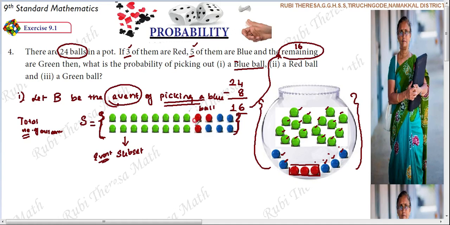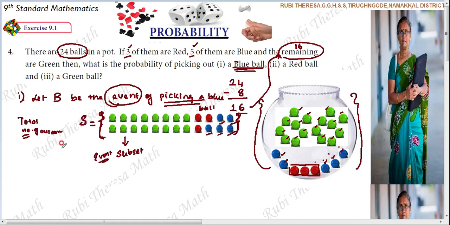சரியாடா? இதுல நம்மளோட ஃபேவரபிள் அவுட்கம் யாரு? நமக்கு எது தேவை? எந்த அவுட்கம் நமக்கு வேணும்? Picking out a blue ball. First subdivision is blue ball. So 1, 2, 3, 4, 5. கரெக்டா? இந்த ப்ளூ பால்ஸ் மட்டும் தான் நமக்கு தேவை.